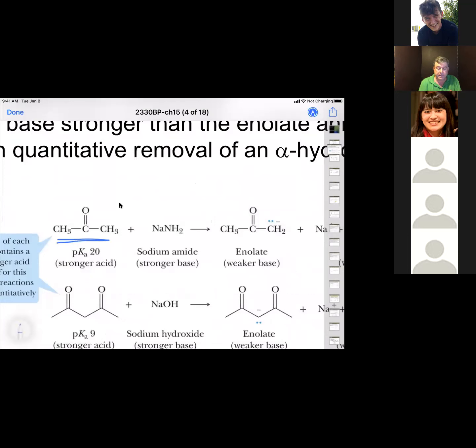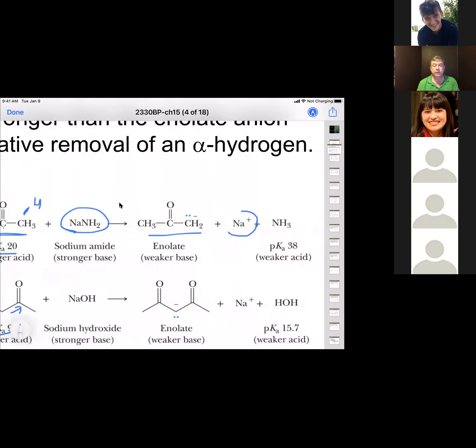It has a pKa that's higher than that of this diketone, because it only has one electron-withdrawing group next to this alpha hydrogen. This has two electron-withdrawing groups next to that alpha hydrogen. So we have to use a very strong base to form our enolate ion, and that enolate ion is stabilized by our anion here. The reason it's driven is that this sodium amide is a stronger base than this.